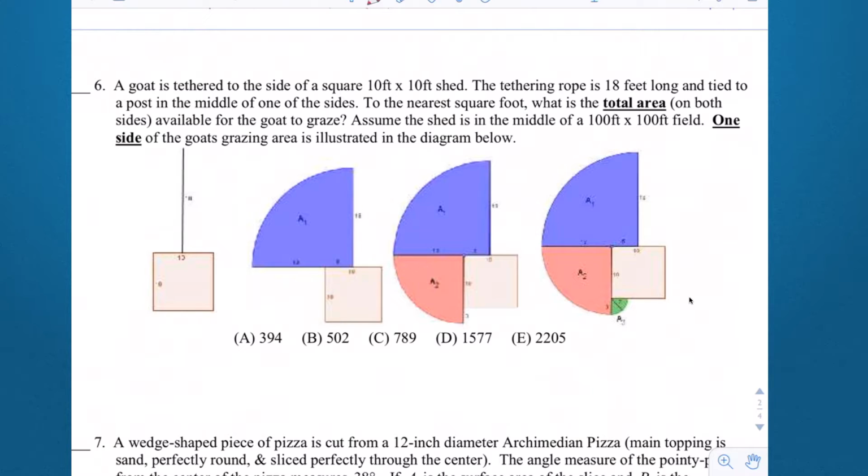Okay? One person in first period said they would just cut the rope and let the goat run free because it's 100 by 100. All right? Why would you even tether the goat if it's in a 100 by 100 foot field? Okay? Call PETA.